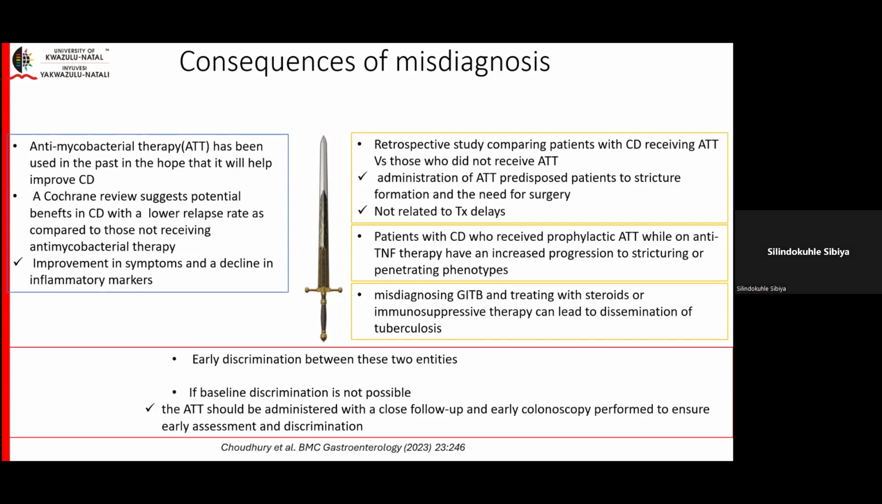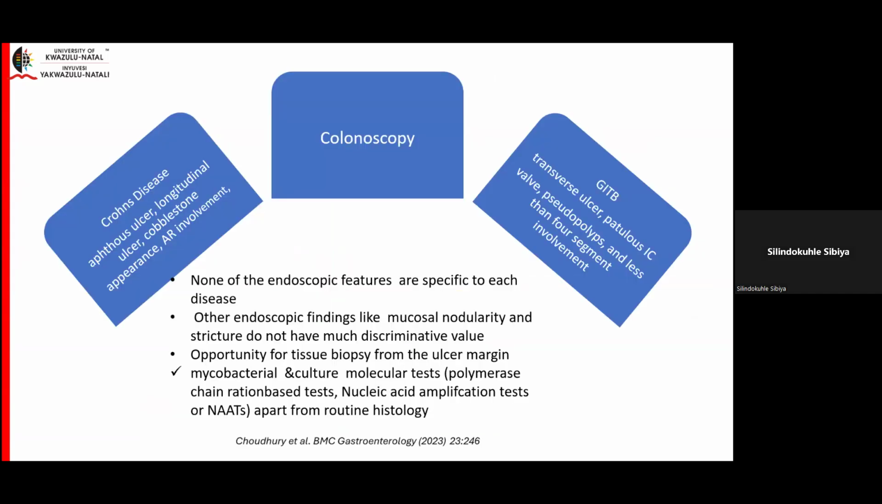abdominal TB and treating it with steroids or immunosuppressive therapy can lead to dissemination of tuberculosis. So early discrimination between these two entities is important. And if it's not possible, then TB treatment should be administered with close follow-up and early colonoscopy performed to ensure early assessment and discrimination. So on colonoscopy, the features that may suggest that this is Crohn's rather than TB would be the presence of aphthous ulcers, longitudinal ulcers, cobblestone appearance, and anorectal involvement.